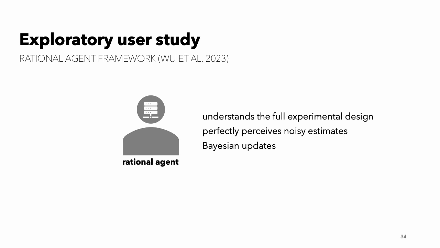At a high level, we conceive of a rational agent who understands the experimental design and initially only knows the prior over possible ground truth answers. They're presented with the same set of study tasks as participants, perfectly perceive the noisy estimates, Bayesian update their prior, and submit the optimal response. We use the framework to devise tight lower and upper bounds on payoff, details of which are in our paper.